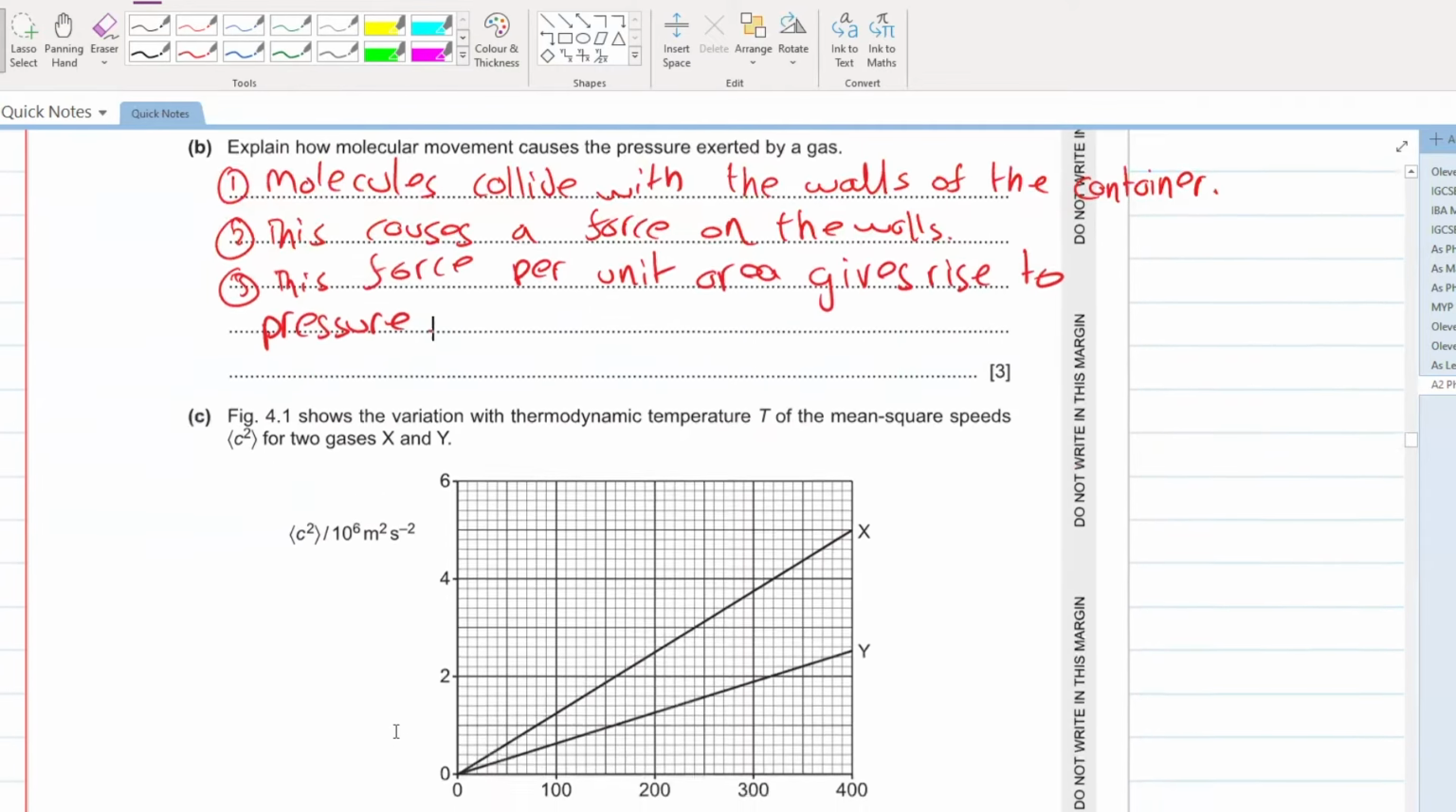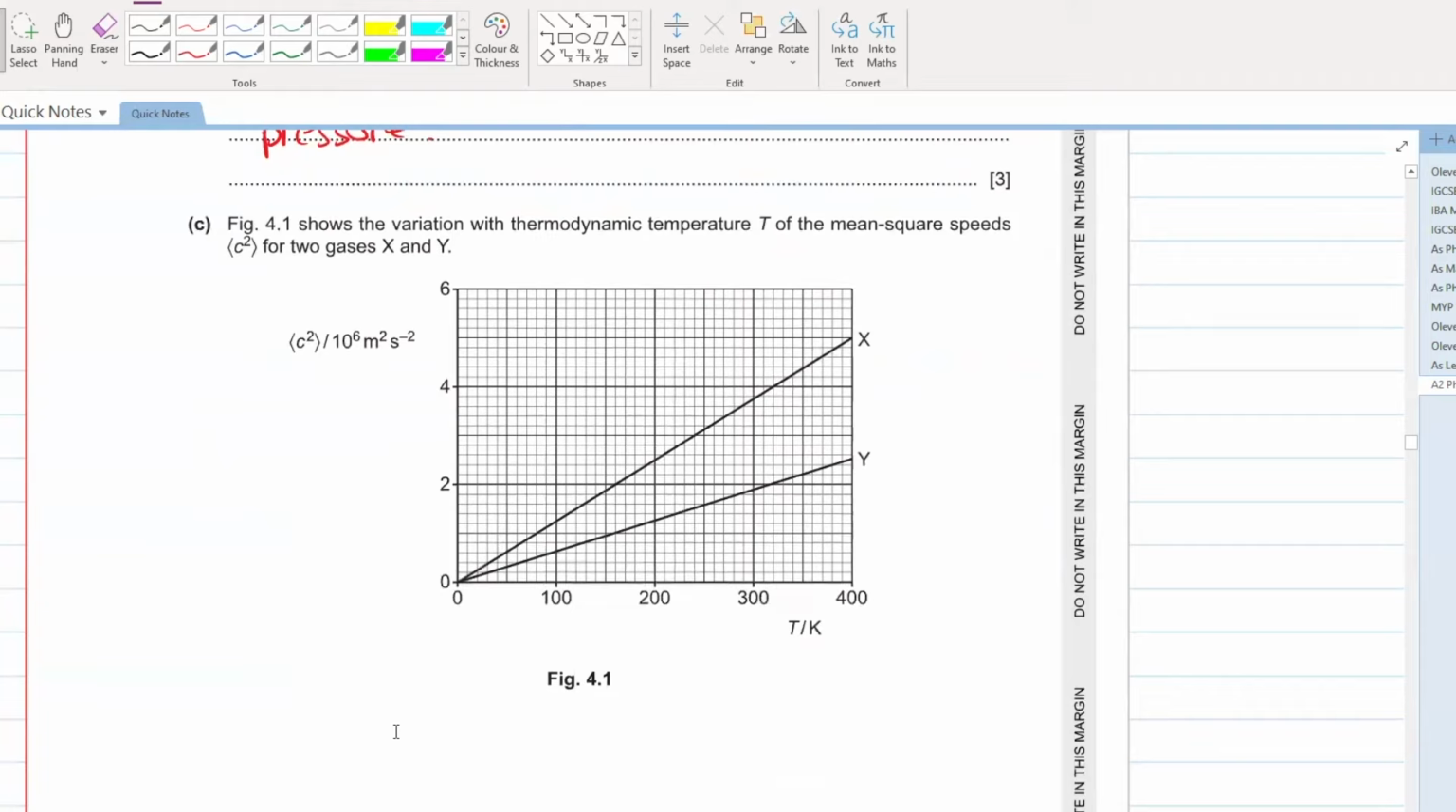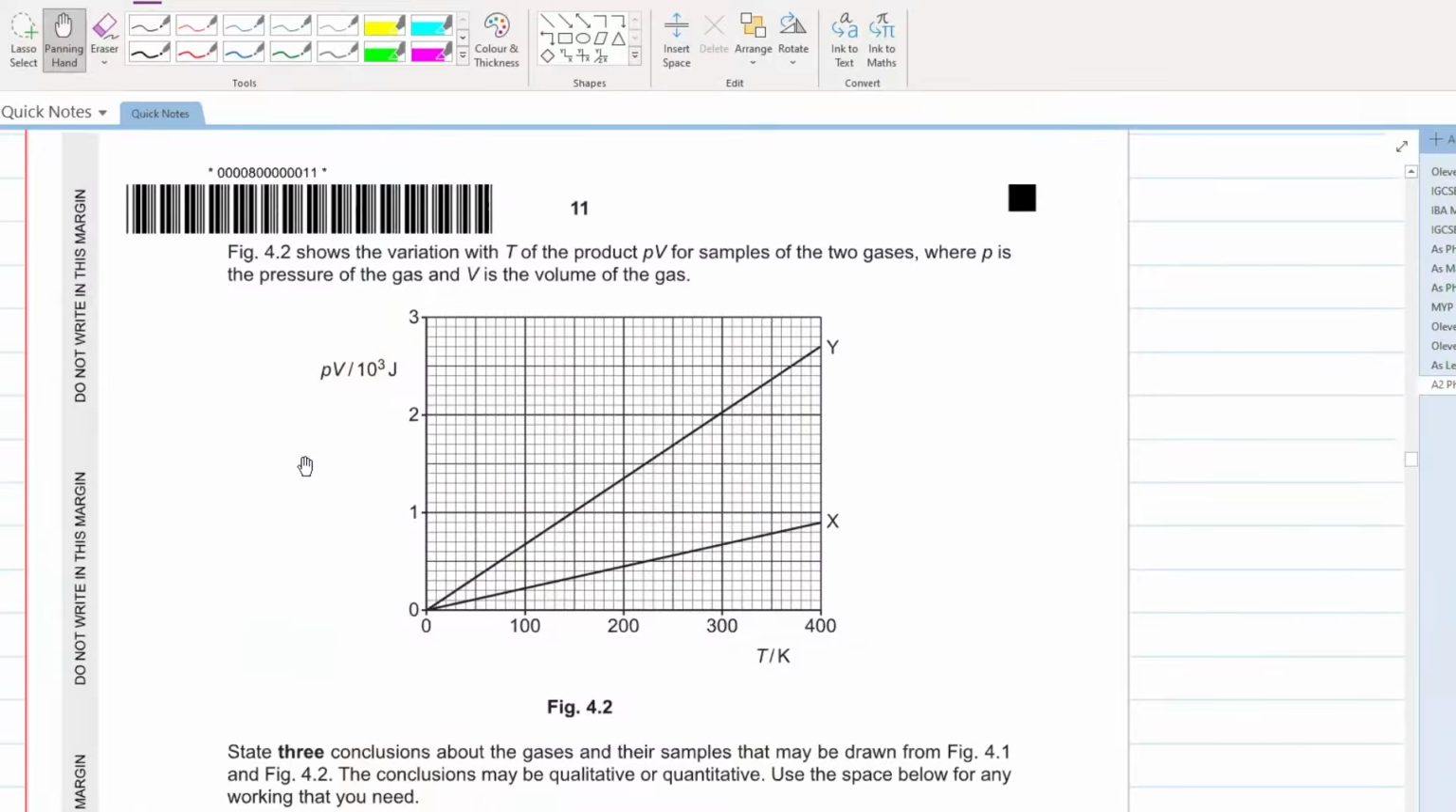Let's move on to part C. What do you have? Figure 4.1 shows the variation with thermodynamic temperature of the mean square speed for two gases. So we have mean square speed on the y-axis, temperature on the x-axis. Okay, we have another graph. Figure 4.2 shows the variation with temperature of the product PV of a sample of two gases, where P is the pressure of the gas, V is the volume of the gas. So we have two graphs. One is between mean square speed and temperature, and the other is between PV and temperature.